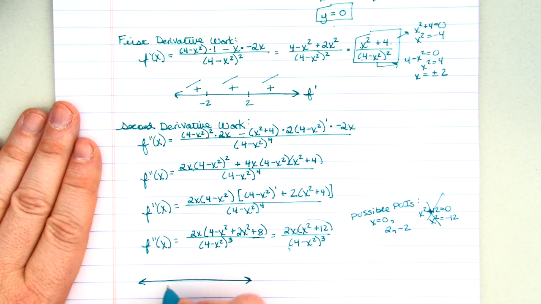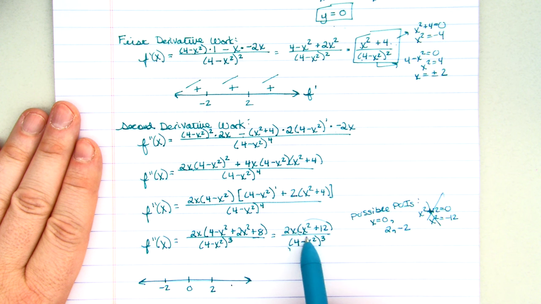Okay, let's see. I've got negative 2, I've got 0, I've got 2. Okay, plug in 3. You know, this part's always going to be positive. Anything squared plus 12 is certainly a positive number, so maybe I can focus on the rest. Plug in 3, I've got a positive. 4 minus 3 squared, that's negative. Cubed is a negative. Positive over negative will give me a negative.